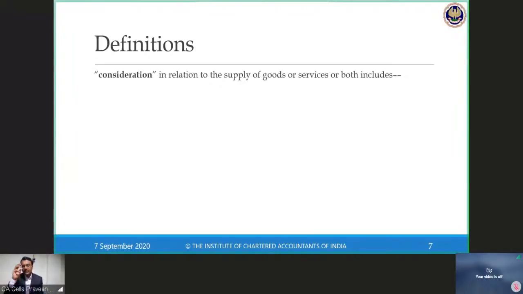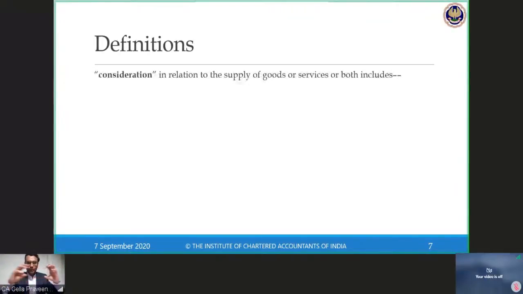We'll understand the microscopic view of this consideration. Later, when we move on to the chapter, we will understand how to read this. Consideration in relation to the supply of goods or services or both includes. Now, if you read the language, they say consideration in relation to supply of goods or services.